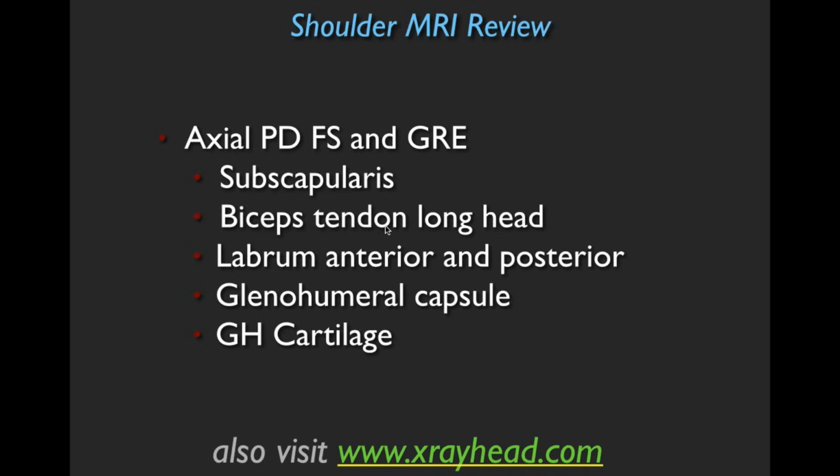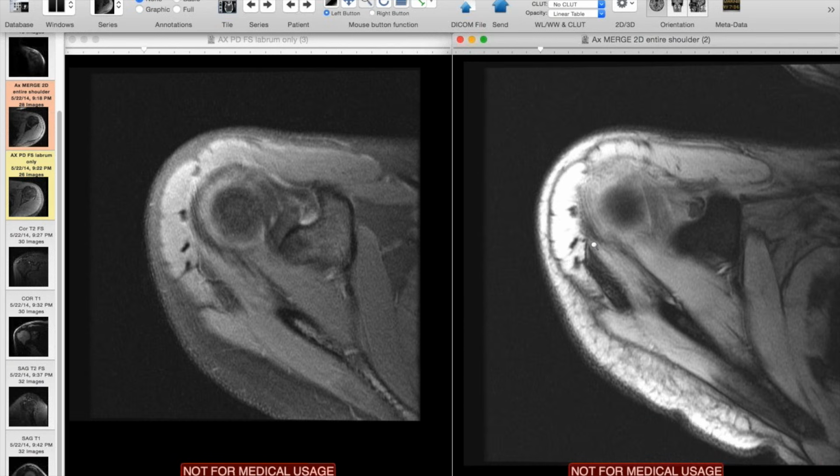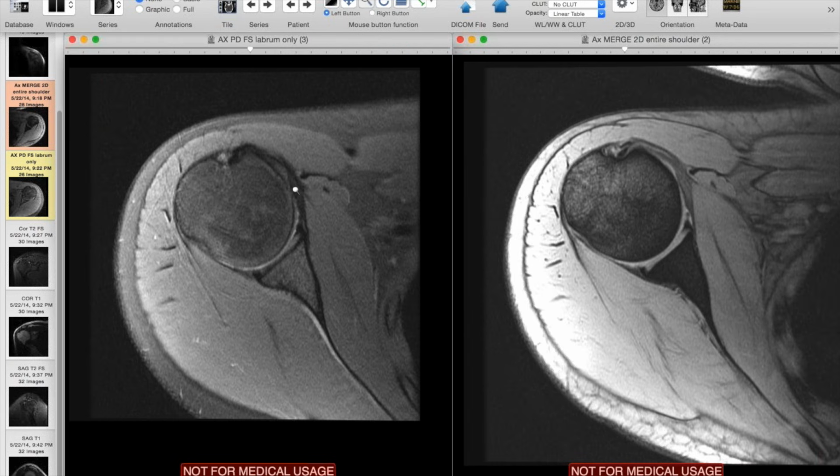You want to again locate the biceps tendon to make sure it itself is located, and then mainly we're going to use these to look at the anterior and the posterior labrum, the capsule, and assess the glenohumeral cartilage. So here on the left is the axial proton density weighted image with fat suppression. On the right side is the gradient echo image. This patient has not had shoulder surgery, so we don't see any micrometallic artifact.